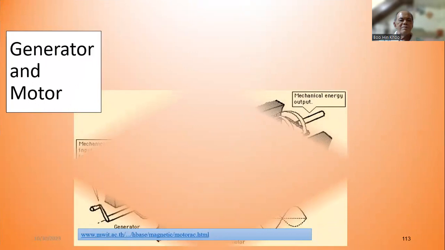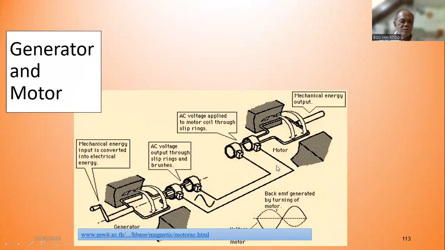Okay, that's the end of our lecture. We'll use transformation of energy. Mechanical energy transforms to electrical energy, transforms back to mechanical energy. And that's rotation, mechanical energy.